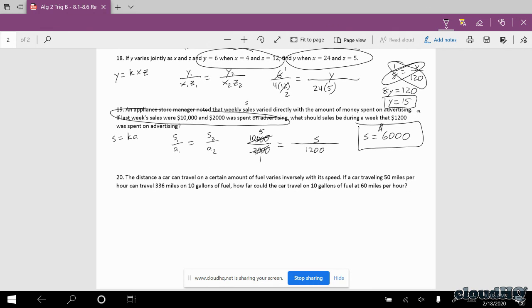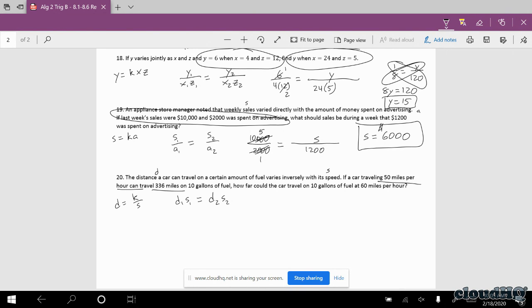And then lastly, number 20. The distance a car travels, let's call that D, on a certain amount of fuel varies inversely with its speed. So speed is S. So you could say D equals K over S. Or we can say D1 S1 is equal to D2 S2. So distance, car travels 50 miles per hour. Sorry, that's our speed.